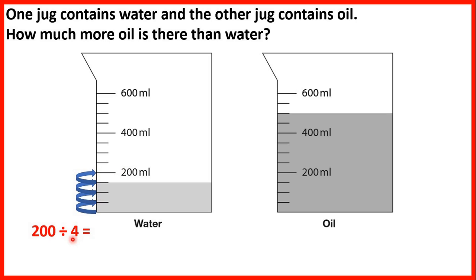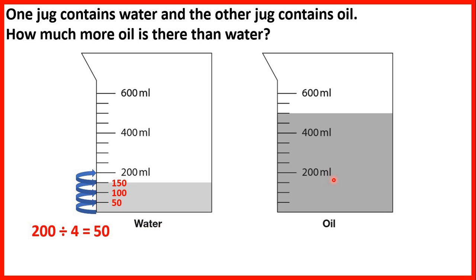And 200 divided by 4 is 50, because 20 divided by 4 is 5, and then if we have an end 0 in our dividend, we need an end 0 in our answer. So each of these lines represents an increase of 50. So we have 50, another 50 makes 100, and then another 50 gives us 150, and we can see that that's the level of the water. So we have 150 millilitres of water.